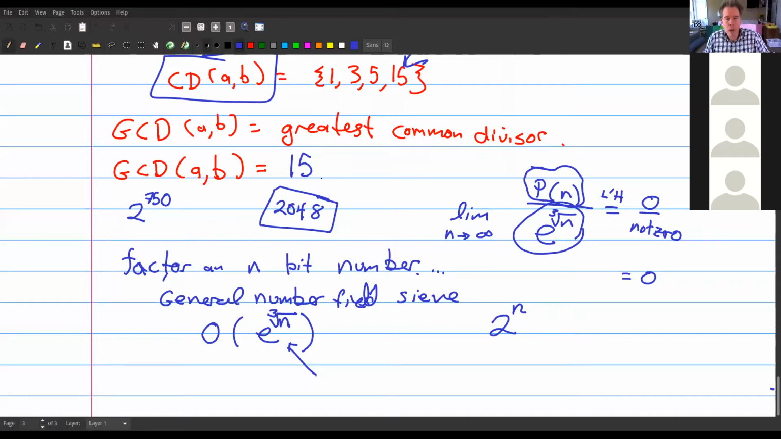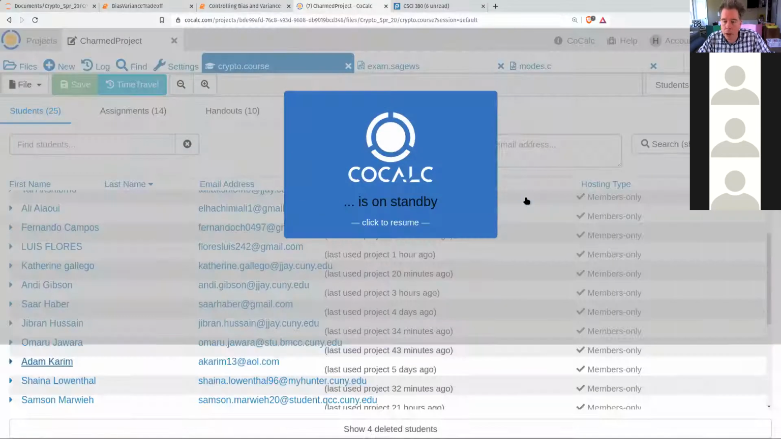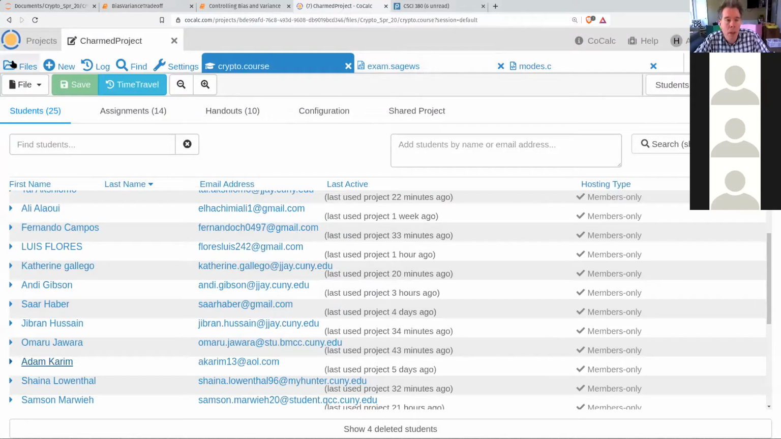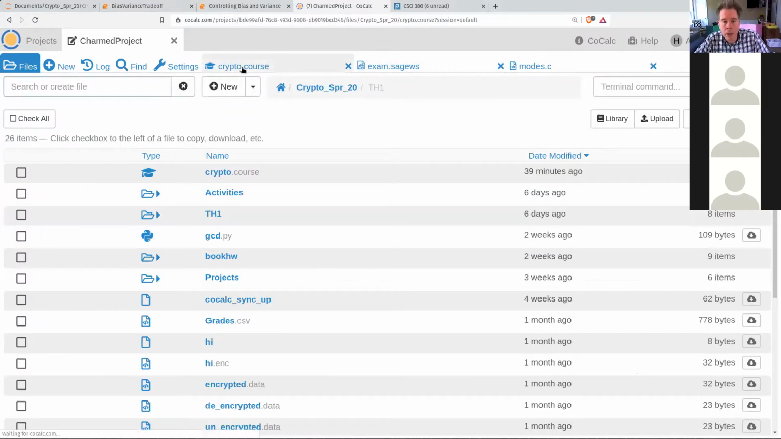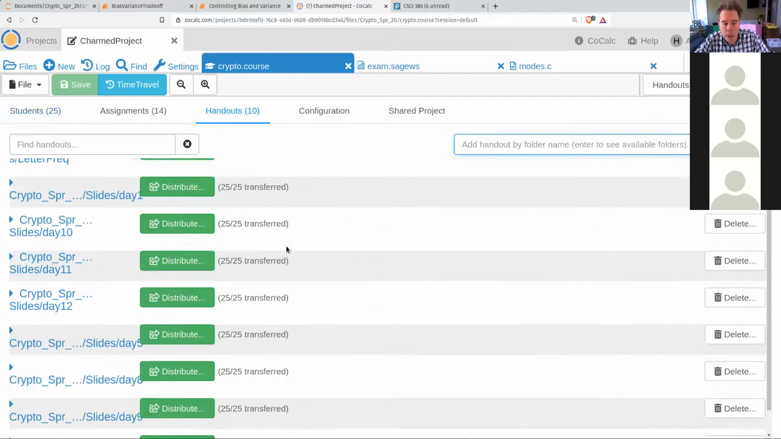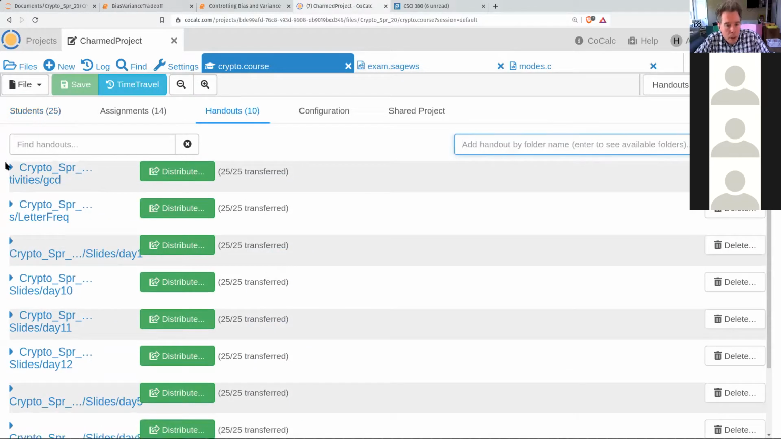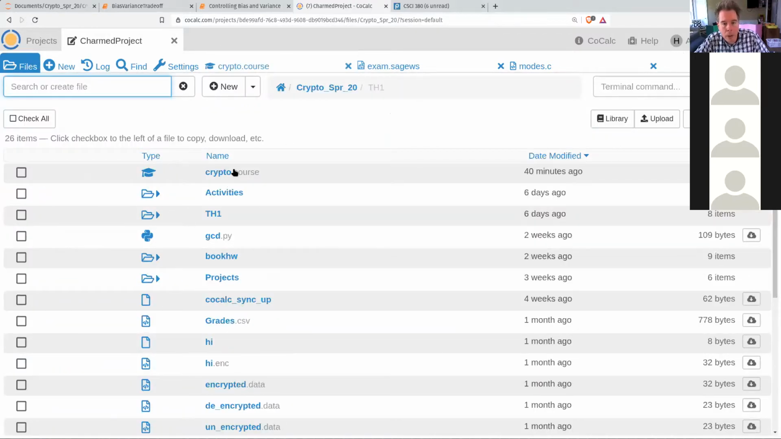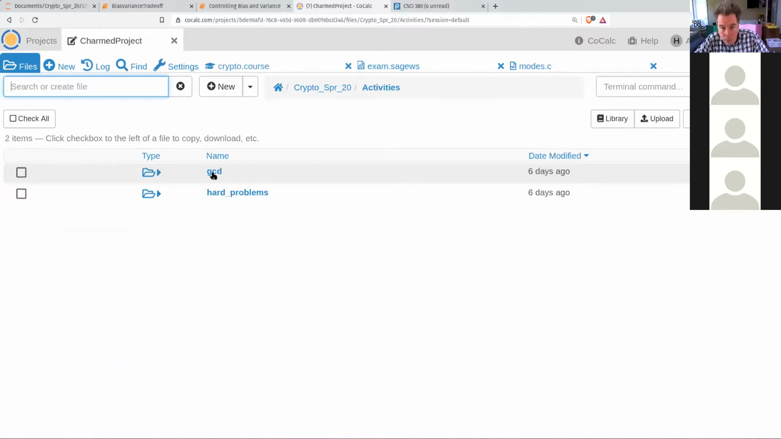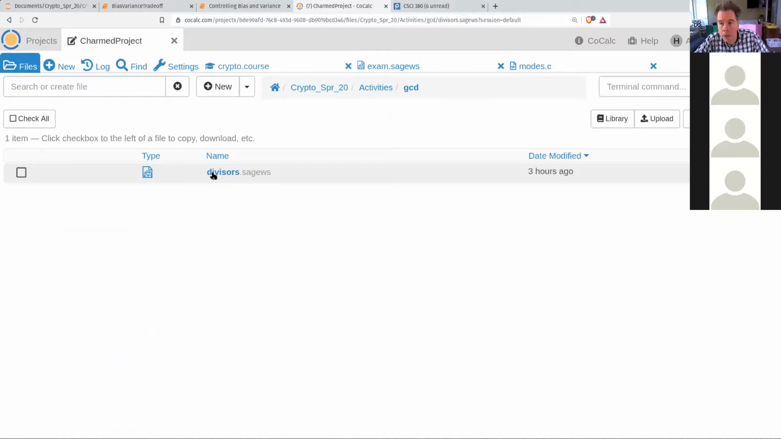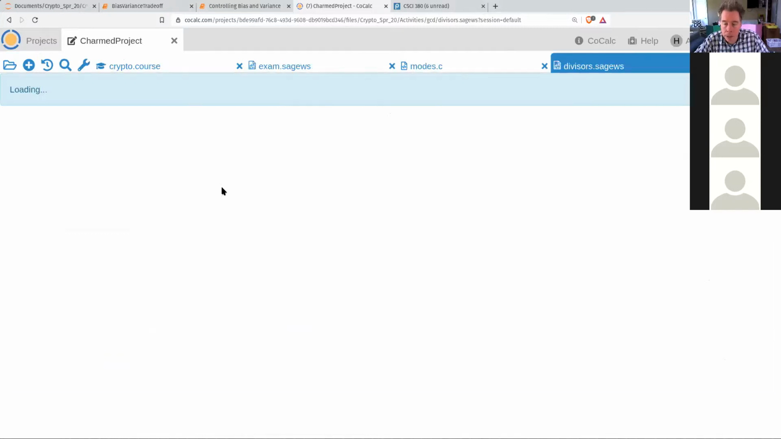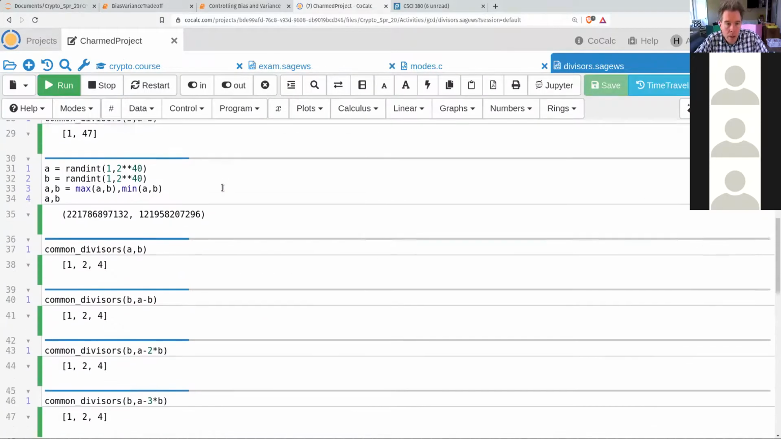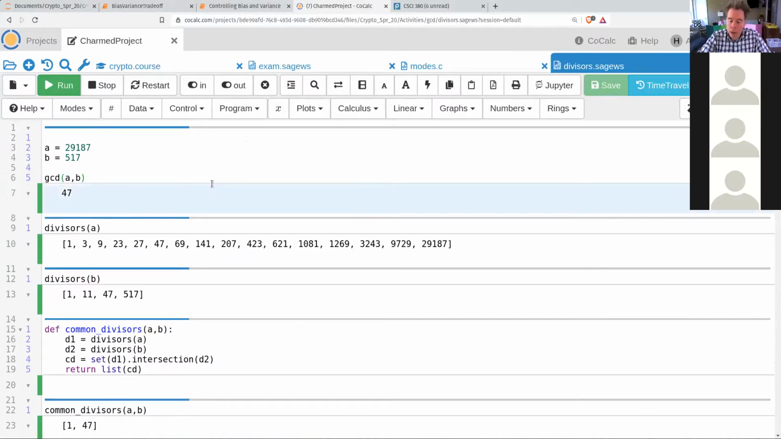Okay, so I was going to at some point show you a worksheet here on CoCalc, and we can maybe just go there right now. I tried to give this to you. Let me just make sure that it got copied to everybody. So it's called GCD, and it's in the activities folder, and we can all go there right now. And it's called divisors.sage. Okay, all right. So this is Sage.